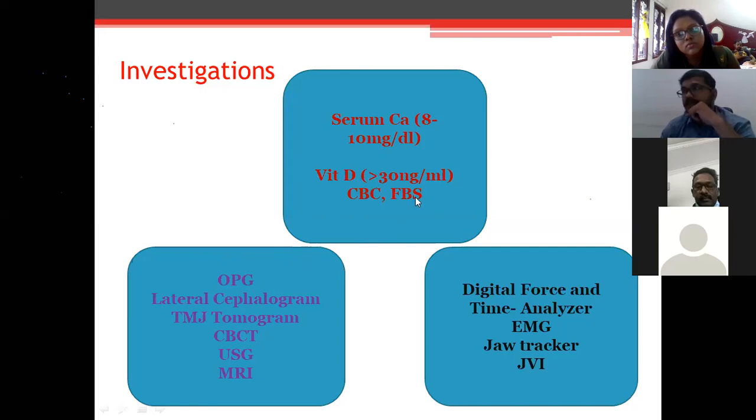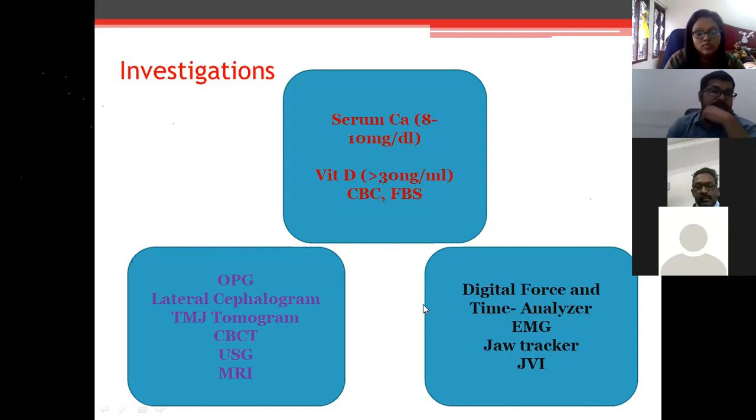Sometimes your vitamin D is very low, and your pain is not going to reduce. So you have to evaluate all these things. And we can take OPG, lateral cephalogram, tomogram, CBCT, ultrasound, and MRI. And a neuromuscular practitioner would treat with a digital force analyzer, EMG, jaw tracker, JVA. All these things are not necessary for all the TMD patients if you treat.